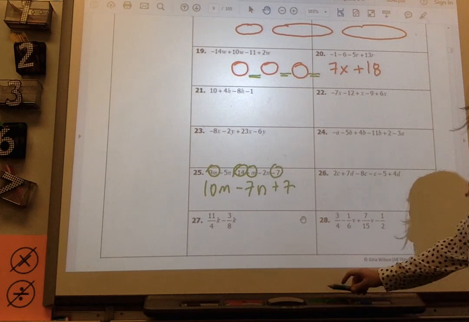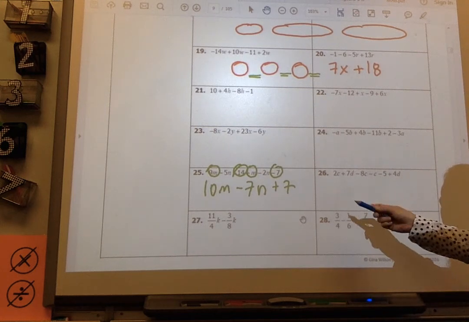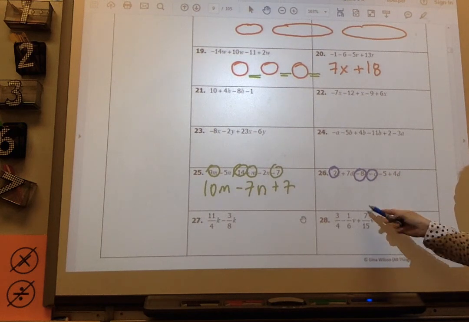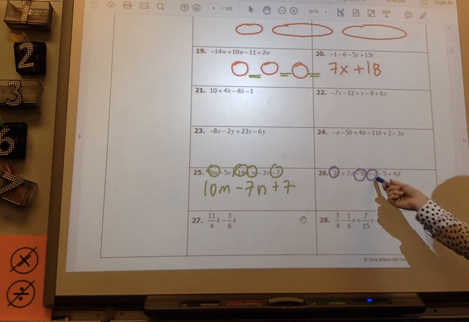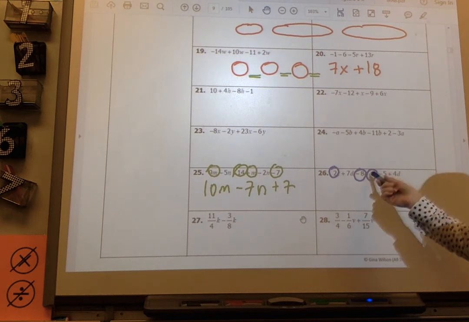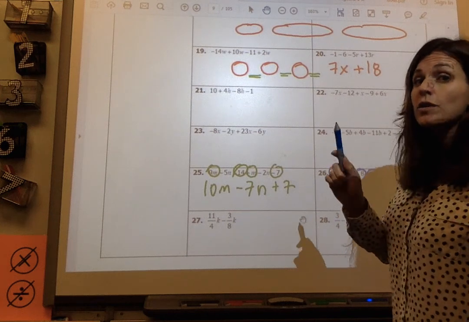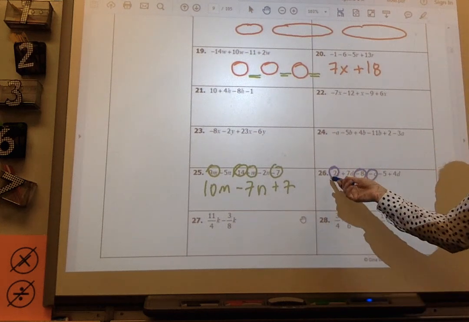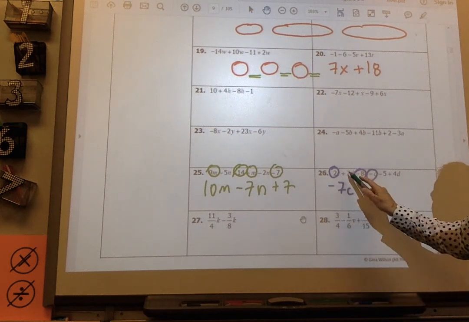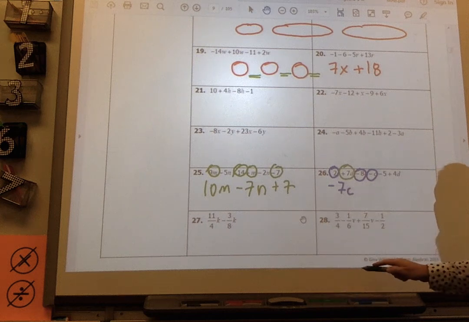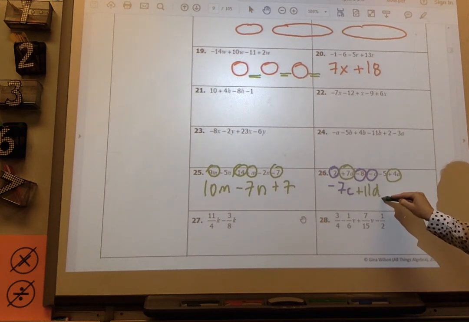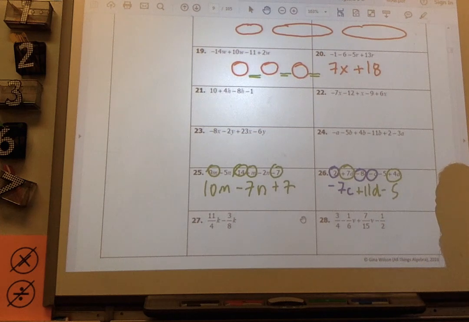Let's take a look at number 26. So again, I'm going to circle 2c, -8c, -c. Just right here, this -c right here, what's my coefficient of a -c? It's going to be -1. It's understood to be a -1. So when I combine those together, I get -7c. And then in a different color, maybe I do my d terms. So I have +7d and a +4d, which is a +11d. And then my constant term is -5.